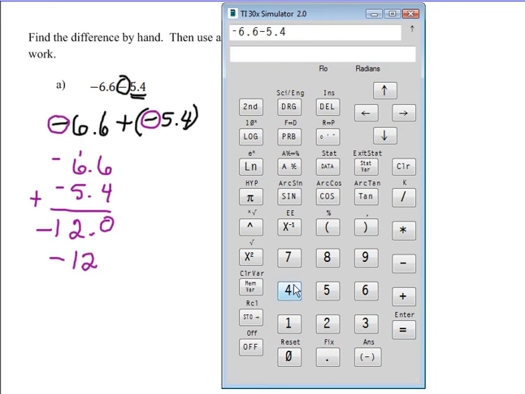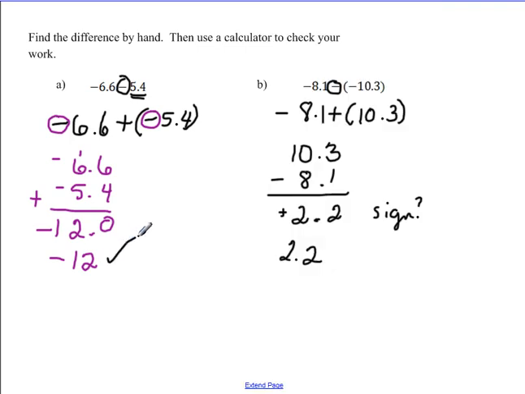And notice we're using the original problem that we were given, not the one that we changed it to. This will help us to make sure that we did all of our changes correctly. So always go back to the original problem. If we do that subtraction, we end up with negative 12. Yep, and that checks just like we thought it should.